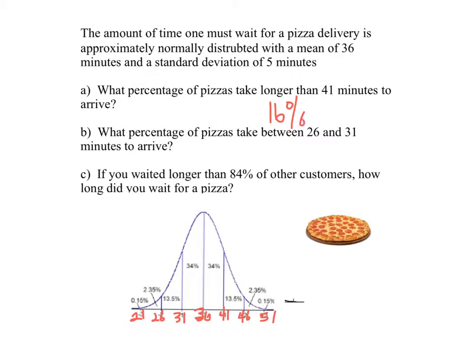Okay. What percentage of pizzas take between 26 and 31 minutes to arrive? So we look down here between 26 and 31, 13.5% of the pizzas.